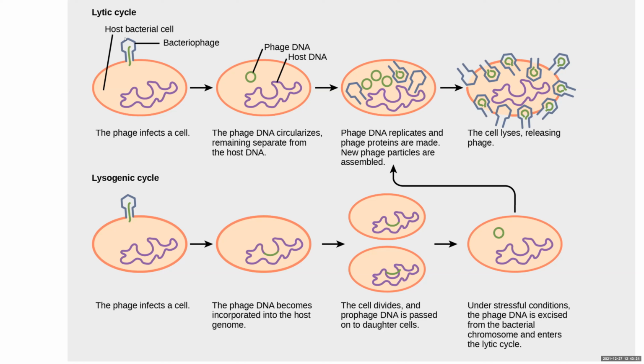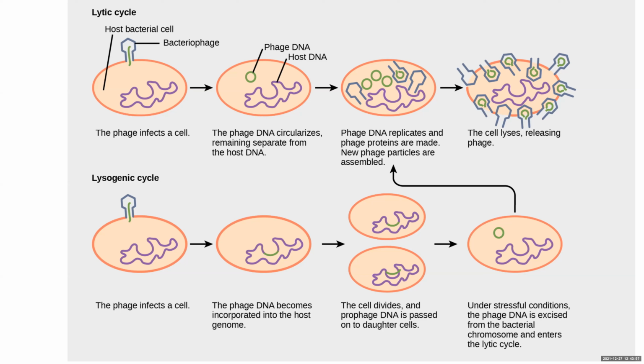At the top we have what's called the Lytic Cycle. When a cell gets exploded or disintegrated and the cell membrane goes into little fragments, that's called lysis. When the cell lyses, all the new phage particles will be released. This is often the way that bacteriophage is going to have an infection. It's going to insert the DNA into the host, replicate like crazy, and just explode out of the cell, killing it.